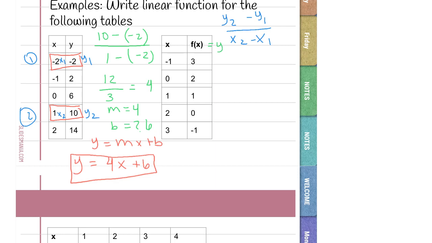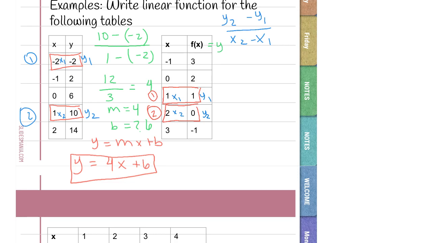So now that we figured that out, we're going to go ahead and pick our 2 points. So I'm going to go ahead and pick this one, and I'll do the one below it. So this is (0, 1), and this is (0, 2). Then I'm going to label them: x1, y1, x2, y2. So now that I labeled my points, I can plug it into the formula.